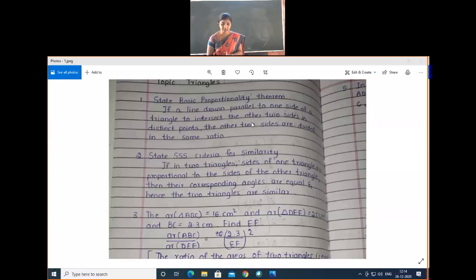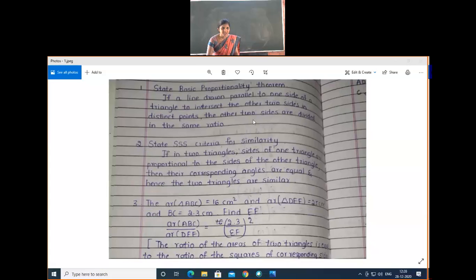Today we are going to discuss assignment 2. Assignment 2 is the triangles topic, the question paper questions. We have to discuss those question paper questions now. In assignment 2, the first question is: state the basic proportionality theorem.